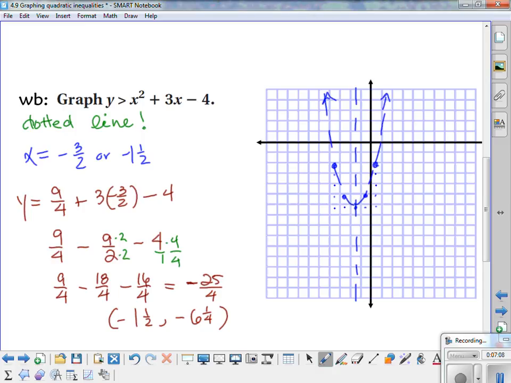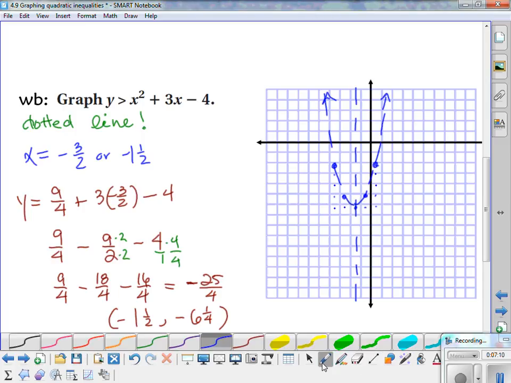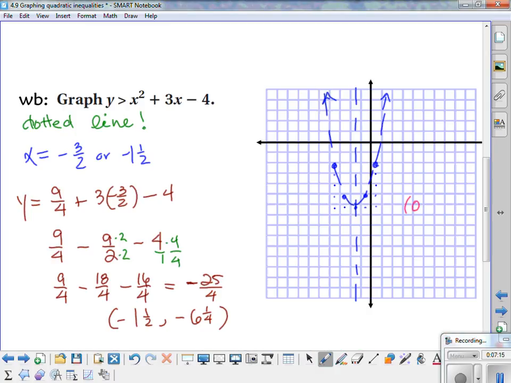Okay, and so then if you test points, 0, 0 is inside of it. If I test 0, 0, I get 0 is greater than -4. Is that true? Yes, it is. But if I want to be sure, I could also test 1, 0. No, let's test 3, 0. So if I put in a 0 for the y, I get 9 plus 9 minus 4. There's no way 0 is going to be greater than that. So you end up shading it on the inside.